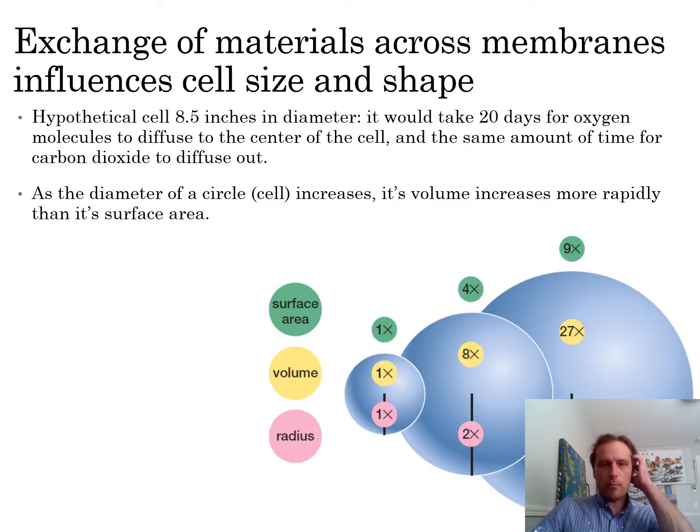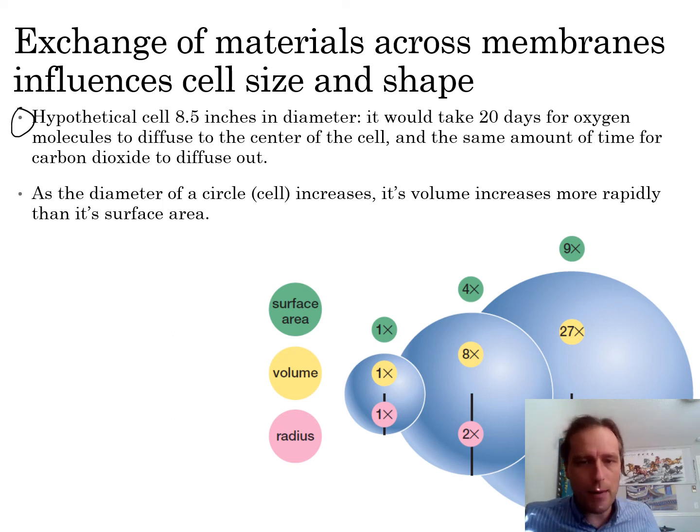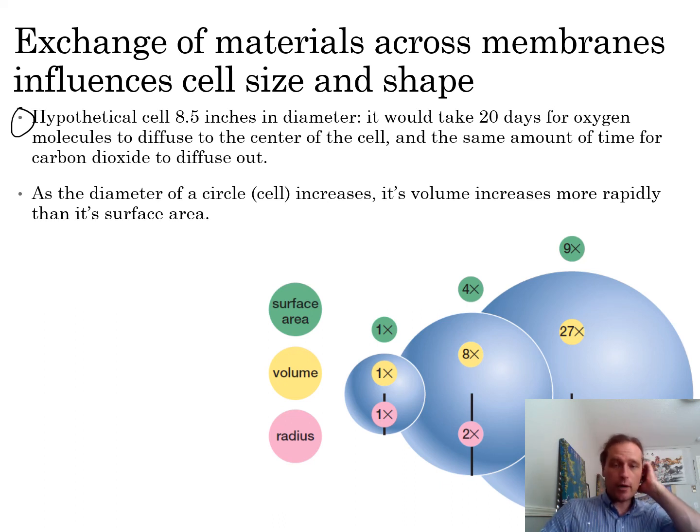Exchange of materials across membrane influences cell size and cell shape. Cell seashells by the seashore? Yeah, okay, I can do it. Bullet number one, hypothetical cell. So 8.5 inches in diameter. That's a monster cell. It would take 20 days for oxygen molecules to diffuse to the center of the cell. That's just too long. I mean, have you ever tried holding your breath for 20 days? It's impossible. I tried. I lasted about 1 minute. So that would be way too slow.